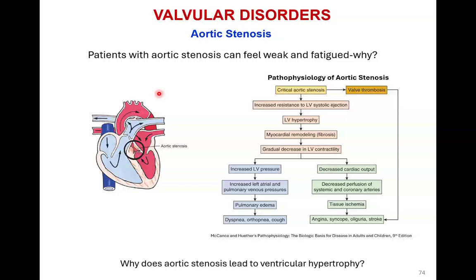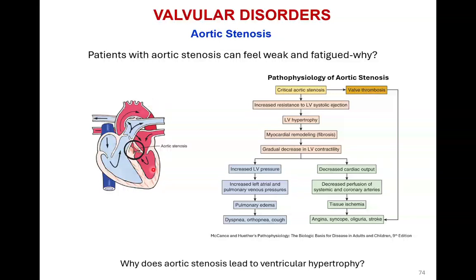So what you're looking at here, and you'll see this in the next 4 slides, we've got a picture representing the heart, a section through the heart, and there's usually a circle surrounding the valve that's under discussion on that slide. In our case, we're looking at the left side of the heart for the next 4 slides.